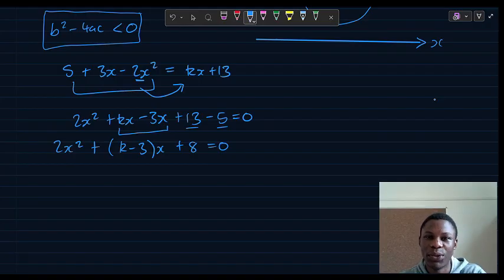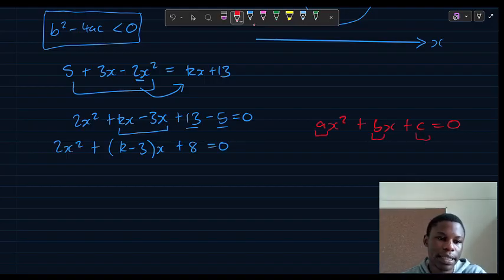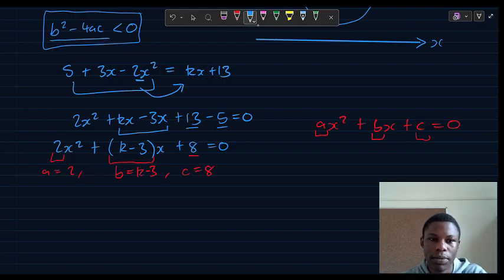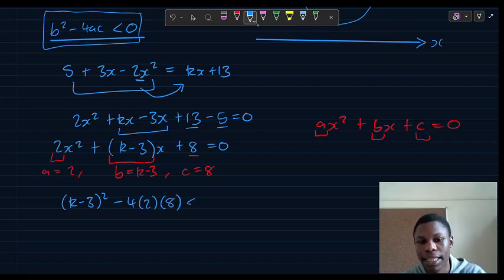We can clearly read out what a, b, and c are. Because remember, a quadratic is anything that can be expressed in this form, ax squared plus bx plus c, and this is equal to 0. So we can figure out what a is, what b is, and what c is. Our a is going to be 2. Our b is going to be this whole bracket. And then our c is the constant. And so now we can just substitute into b squared minus 4ac is less than 0. So that becomes k minus 3 squared minus 4 times a, which is 2, times c, which is 8. And this is all less than 0.